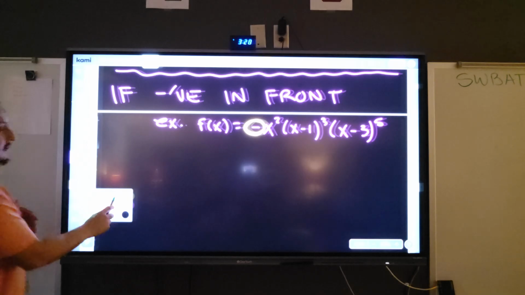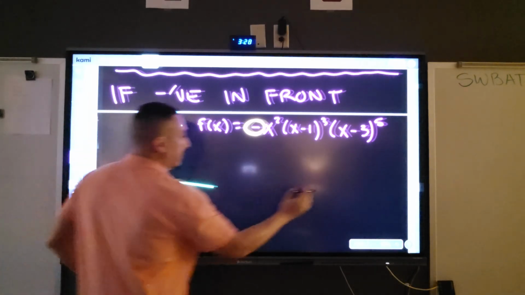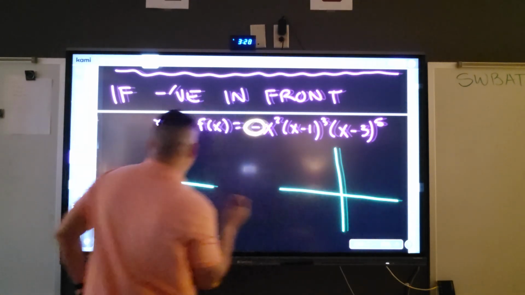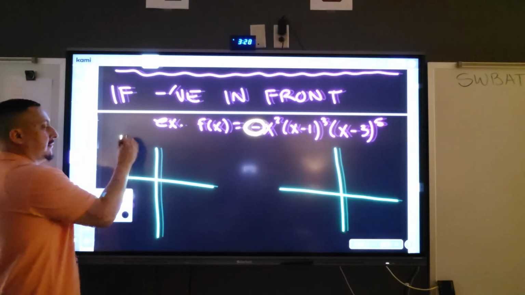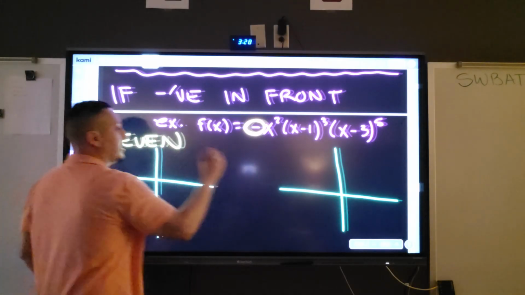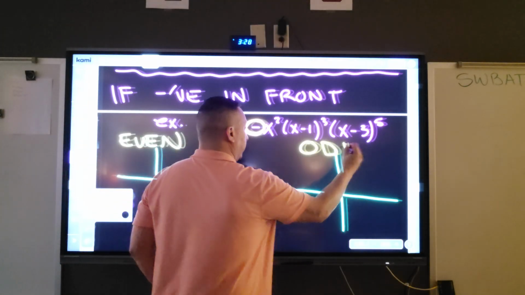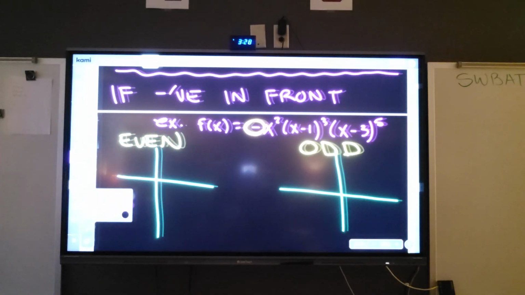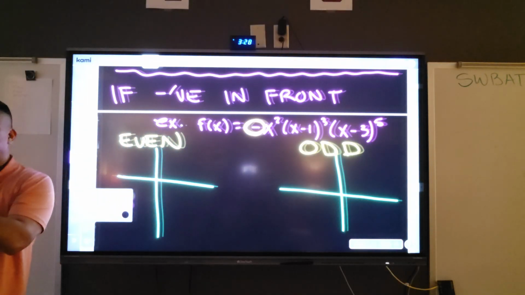And you guys know this already. You know it with the parabola especially. So again, we're talking about even degrees and odd degrees. Okay. What happens, guys? You guys know this. A parabola. You put a negative in the front. What happens to that parabola? Flips it. Reflects it. Right.